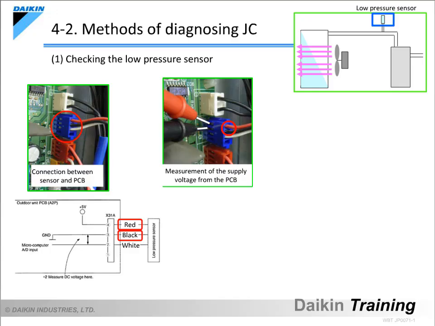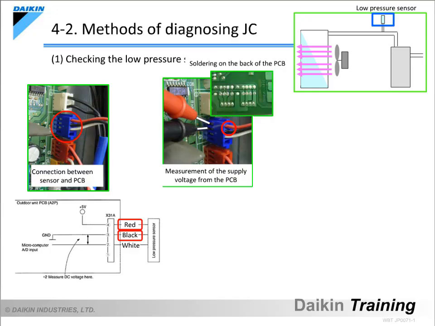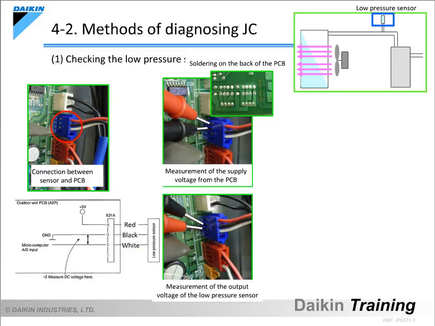If the voltage is 5 volts, there is voltage output from the PCB. This indicates that there is no problem with the PCB. If there is no voltage reading, the PCB is faulty. Check the soldering on the back of the PCB. If there is no problem with the soldering, then the PCB must be replaced. If there is no problem with the PCB, check the low pressure sensor side.